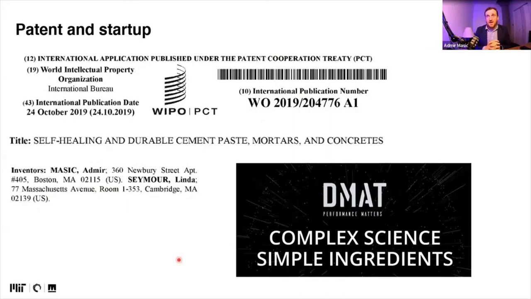You see, I mentioned translation. In the specific case of Roman concrete, we filed a patent application that was accepted, and now we have a startup, DMAT, Performance Matters, complex science, simple ingredients, a startup in Italy that you can look into, that will eventually translate into practice this concept of Roman-inspired self-healing of material.